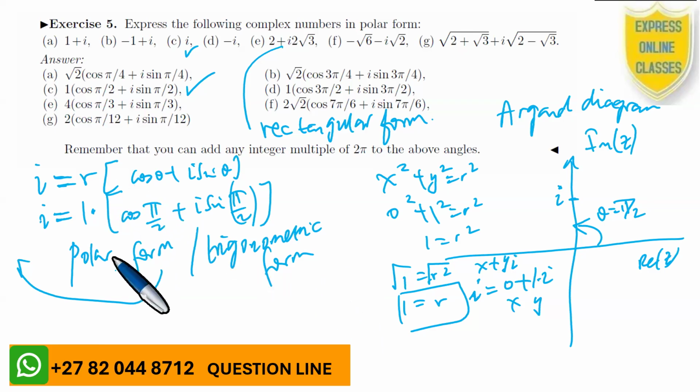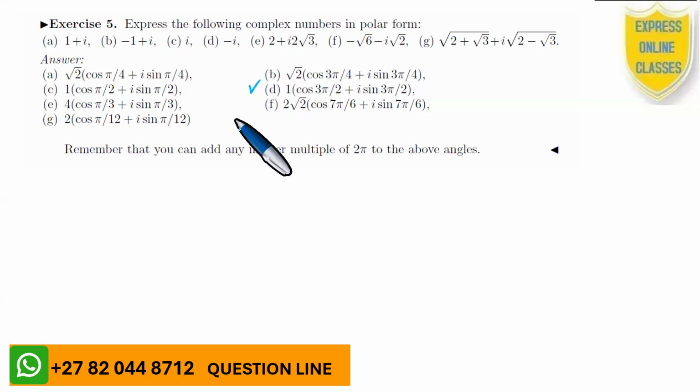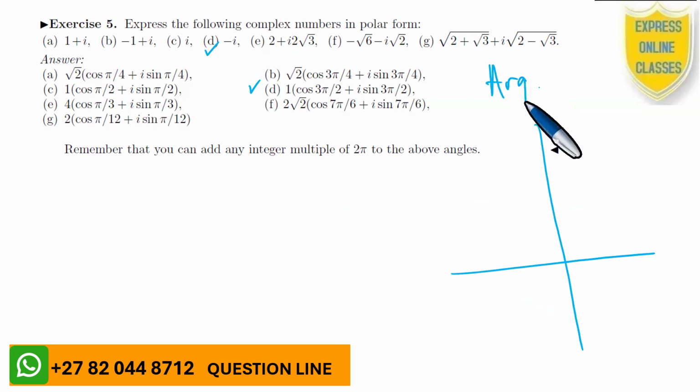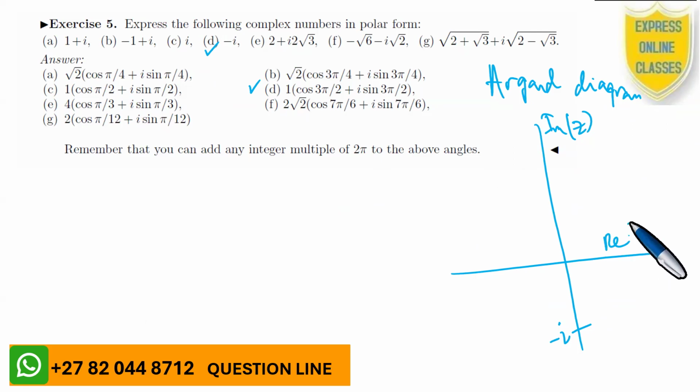So let us look at the next one. Now we were doing C. Let us do D. D is this one. First you must draw what you call your Argand diagram. And then we have minus I. The vertical axis is called the imaginary axis, and this is called the real axis of Z. Real Z.